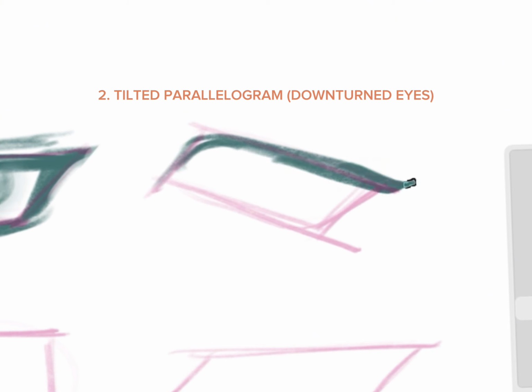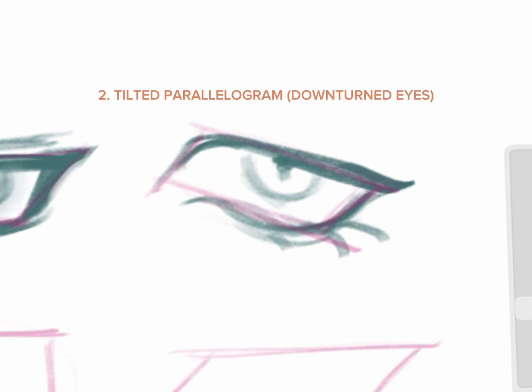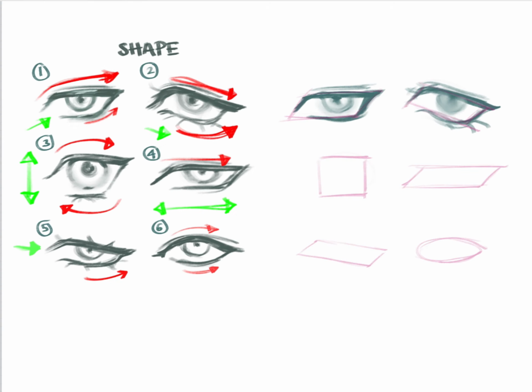Another type of eye is a downturned eye, which you can think of as a tilted parallelogram with a line of direction going down as opposed to going up, as shown with the green arrow I drew on the reference sheet. Usually, downturned eyes on characters make them appear soft and kind-looking. As for the iris, I usually like to blur them.